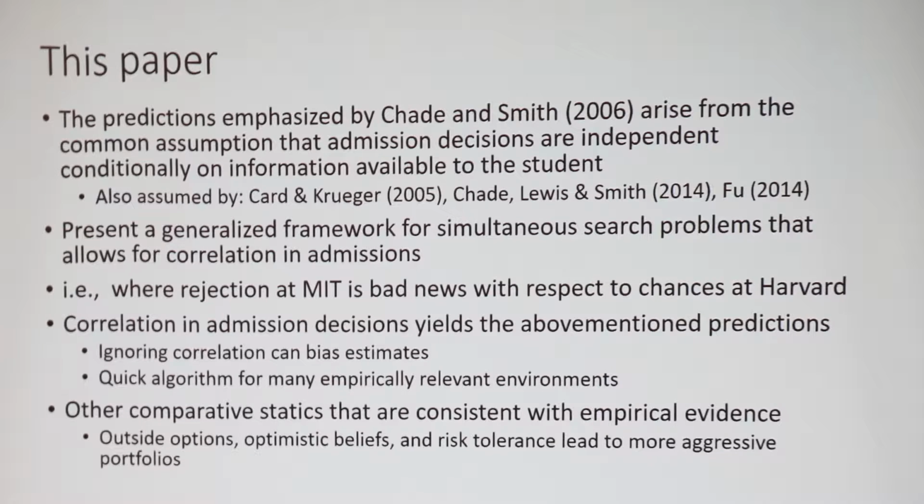I'll also show you an algorithm for computing in many environments. I'll touch upon one application today, the optimal portfolio. That's useful for applied work, like some people in this room are working on. And I'll derive a bunch of other comparative statics, which include the fact that students with a stronger outside option, like access to another admission process, apply more aggressively. Students who are more risk-averse apply less aggressively, and students who are more optimistic about their admission chances apply more aggressively.